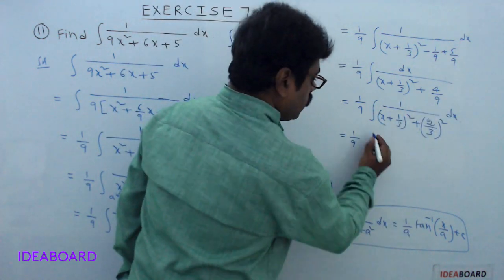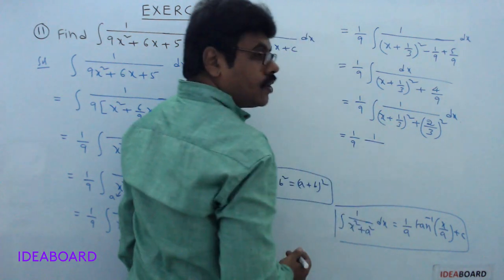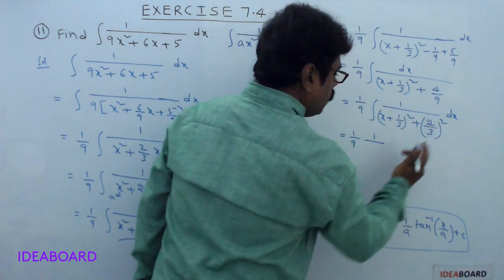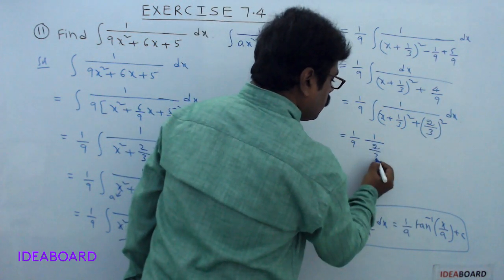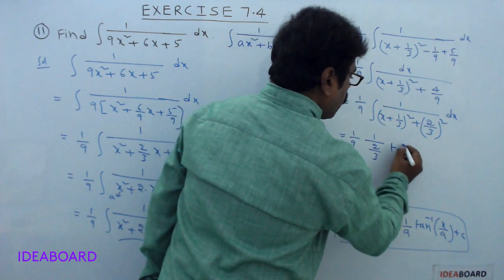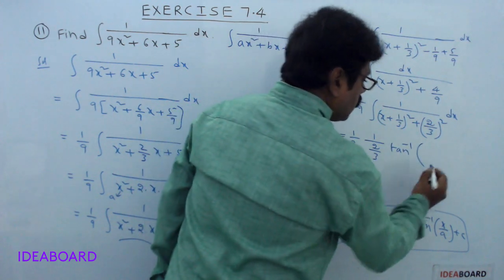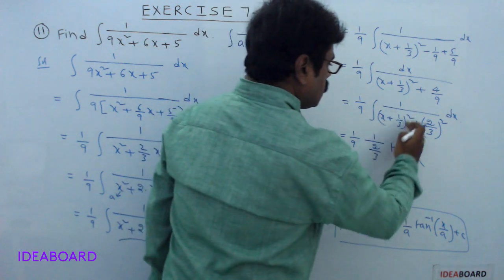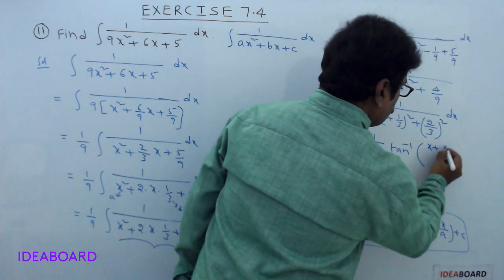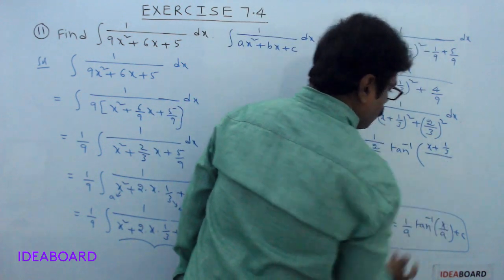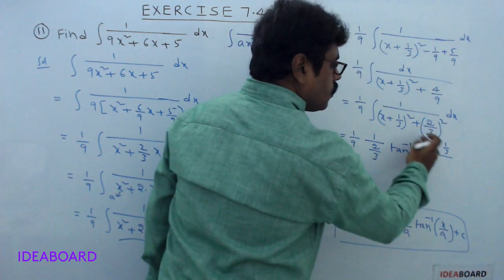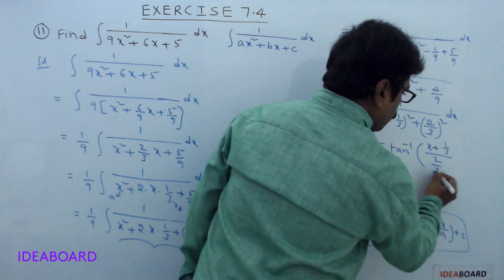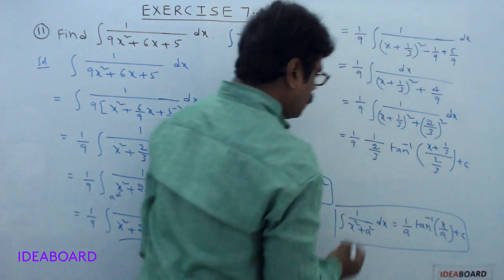1 by a, that is 1 divided by a value 2 by 3, into tan inverse of x divided by a. Here x is x plus 1 by 3 divided by a. What is the value of a? 2 by 3 plus some constant c.